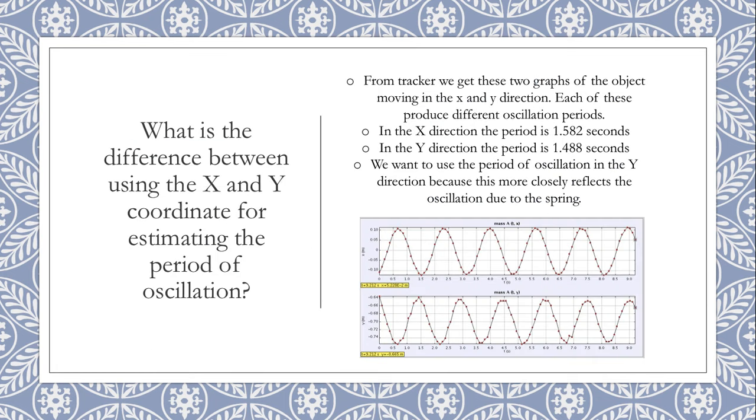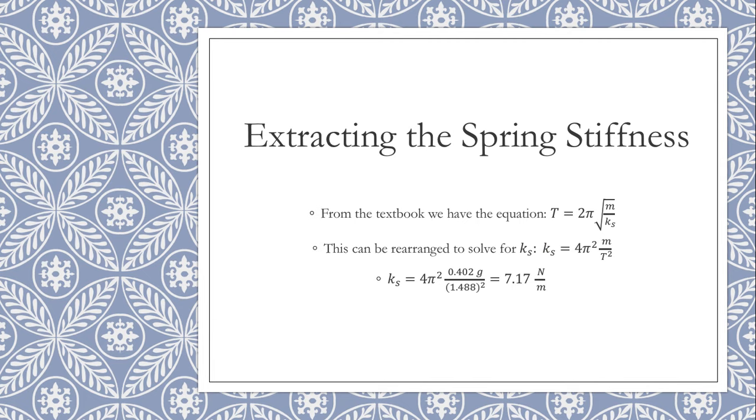What is the difference between using the x and y coordinate for estimating the period of oscillation? I just told you that we examine the motion of the object along the x and y axis. We are able to extract a different period of oscillation from each of these analyses. In the x direction, we get a period of 1.582 seconds, and in the y direction, we get a period of 1.488 seconds. For this lab, we want to use the period of oscillation in the y direction because it more closely reflects the oscillation due to the spring, since the spring runs along the y-axis.